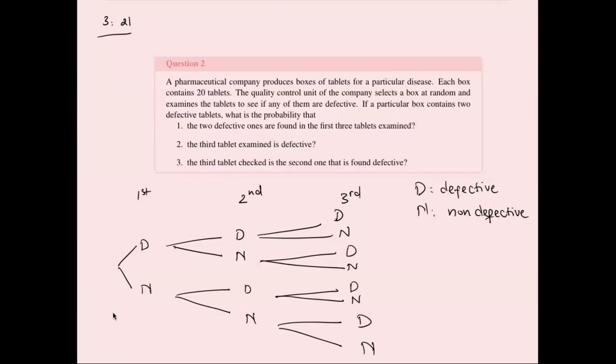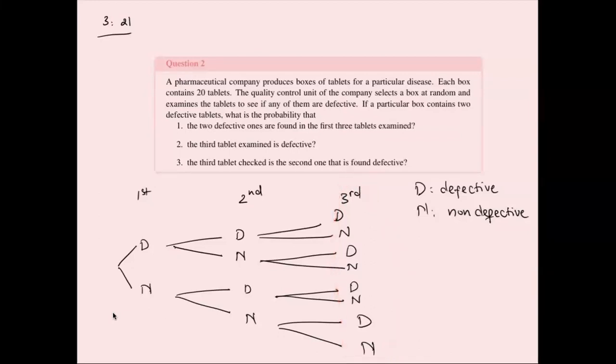Okay, so normally for the questions related to conditional probability, I often draw a tree diagram. You don't have to, but I find it helpful for myself. What I'm having here is the result of the first tablet, whether the first tablet examined is defective or non-defective. And this is a result for the second tablet. This is a result for the third tablet.